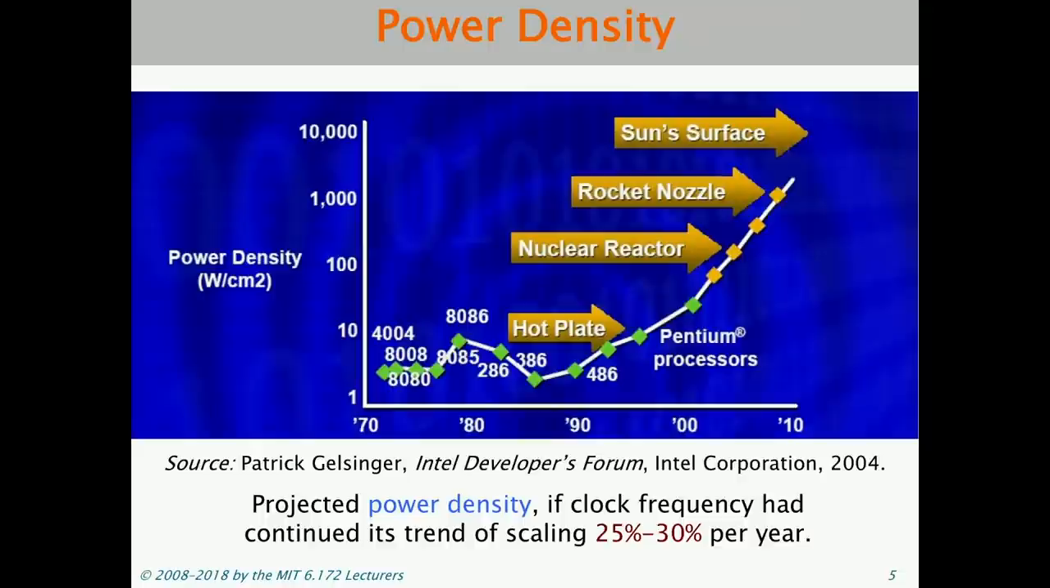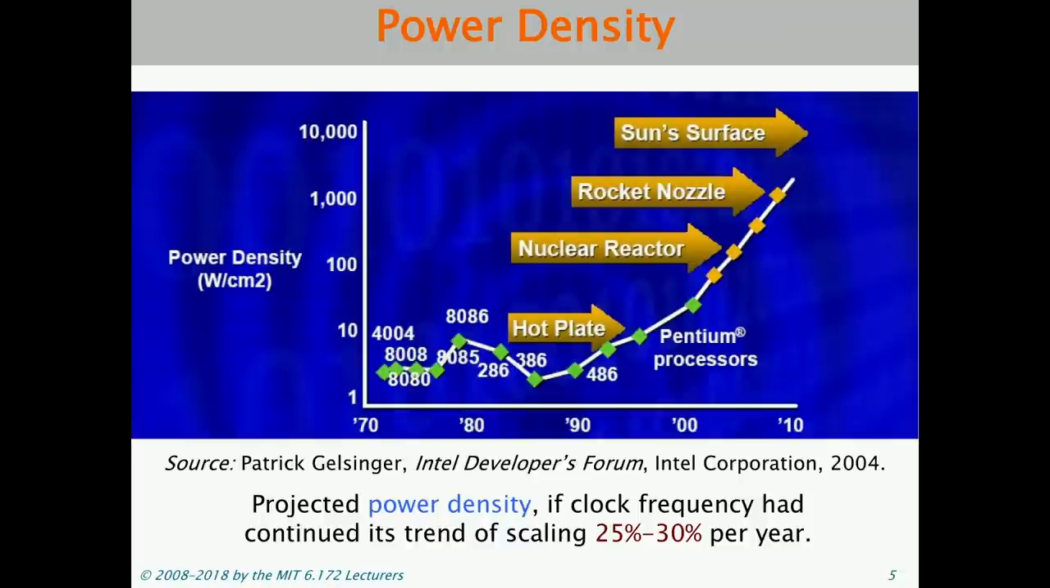And they projected what the power density would be if we kept increasing the clock frequency at a trend of about 25 to 30% per year, which is what happened up until around 2004. And because we couldn't reduce the voltage anymore, the power density will go up. And you can see that eventually it reaches the power density of a nuclear reactor, which is pretty hot.